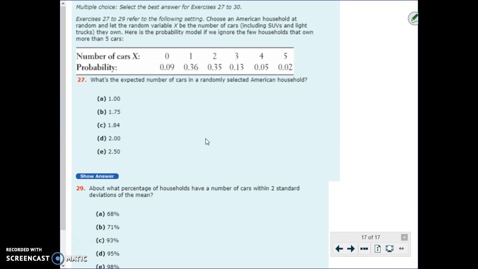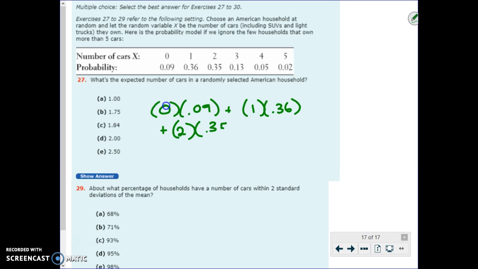And we have talked about that in order to find the expected value, well, that's simply the sum of each individual value weighted by the probability of that value happening. So the probability that an American household has 0 cars, well, that's 9 in 100 or 0.09 times 0, plus having 1 car, the probability of that is 0.36, plus the probability of having 2 cars is 0.35, and the probability of having 3 cars, well, that's 0.13.